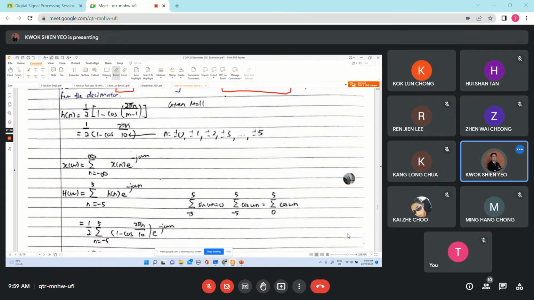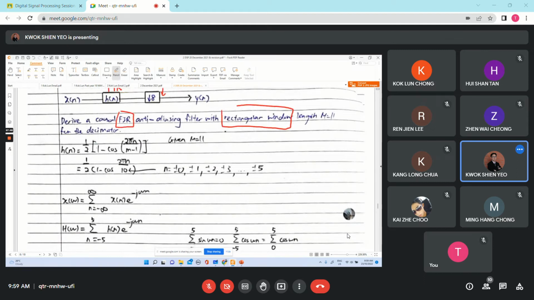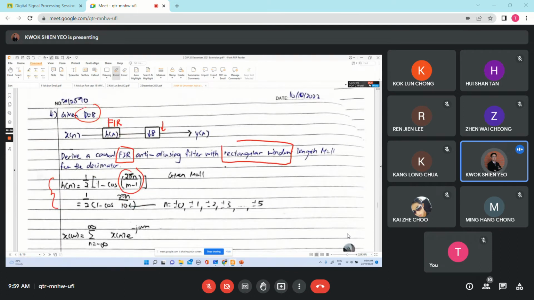Let me see. This is not a rectangular window. This is a rectangular window equation. Rectangular window is 0 and 1, so I think there's something wrong here already. Okay, something wrong here. So what I expect from this question is the design of FIR filters. You need to refer to the slide on how to design the FIR filters.